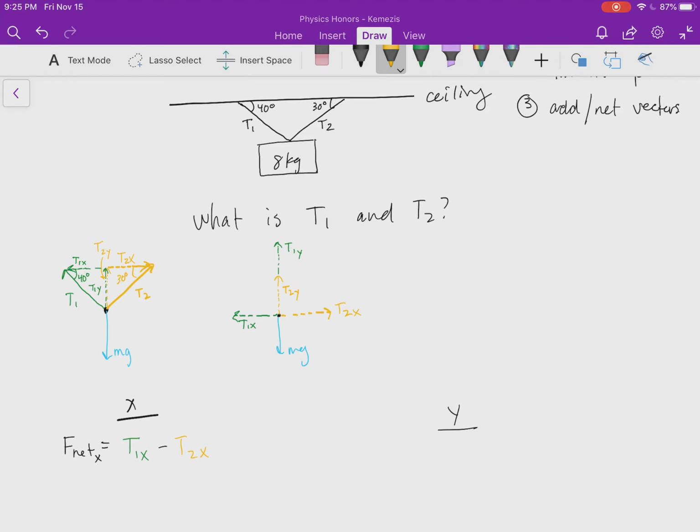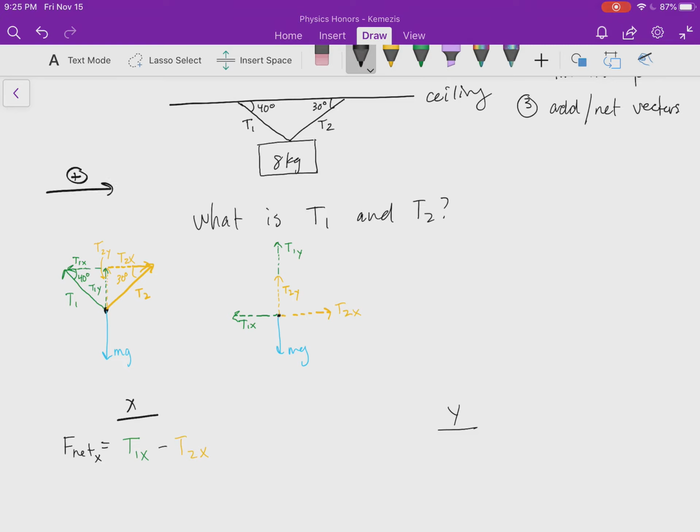Okay. Now, it doesn't necessarily matter which one you put first. It is important that you are subtracting them because they're going in opposite directions. It would be, frankly, just as right if you wrote T2x minus T1x. So it really doesn't matter.